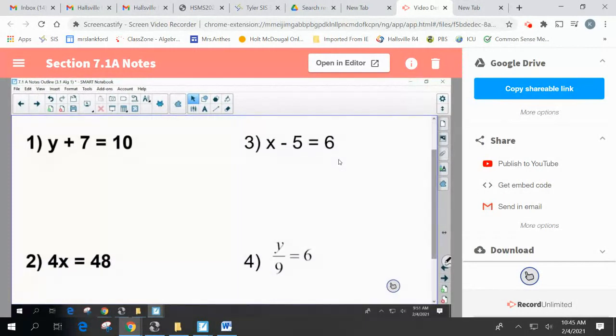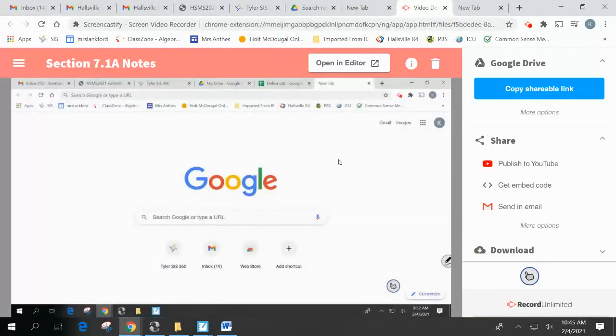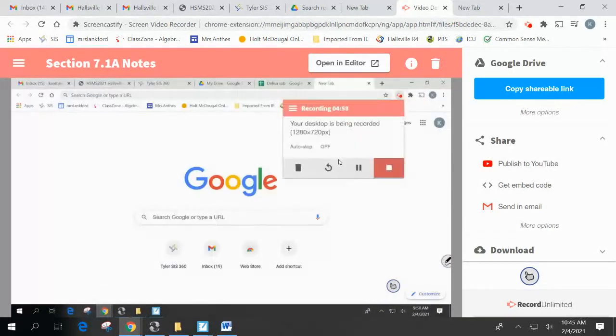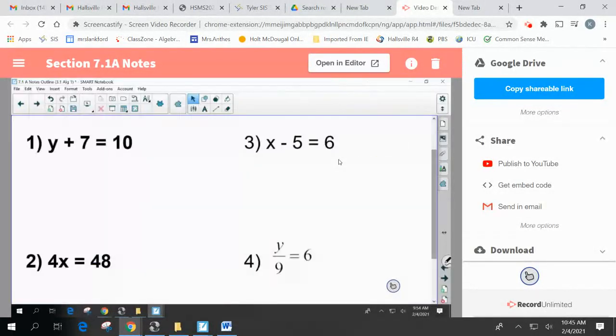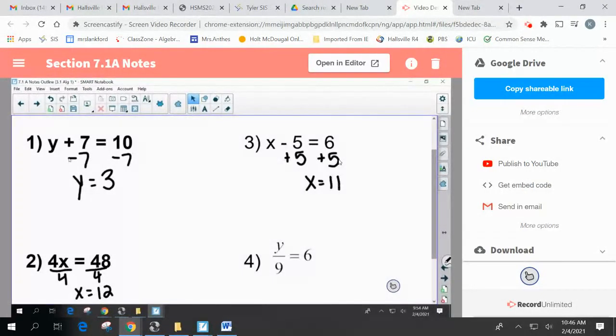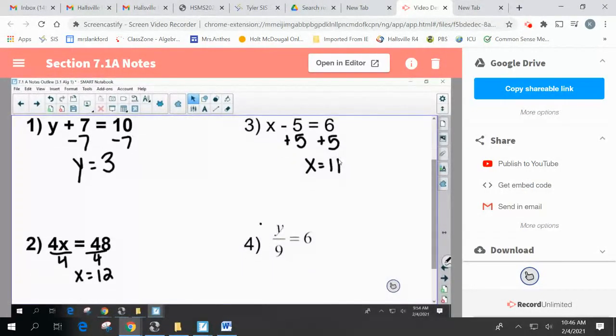All right, so if you could pause your video and go through these 4 problems. All right, so for number 1, you're going to subtract 7 on each side and end up with y equals 3. Number 2, divide by 4 and get x equals 12. Number 3, you're adding 5 to each side and you have x equals 11. And on number 4, you are multiplying each side by 9 and you get y equals 54.